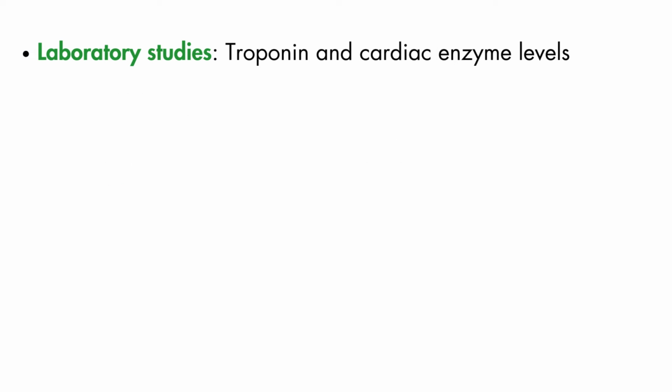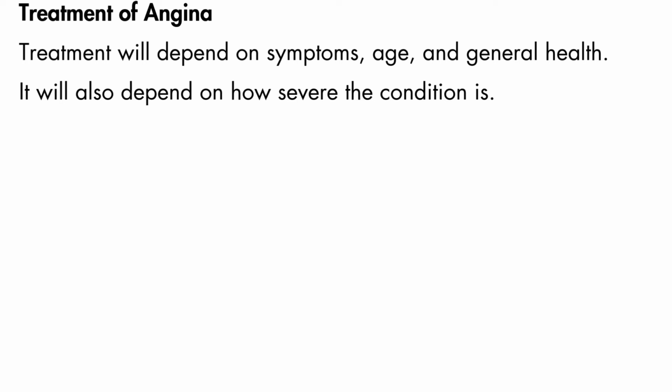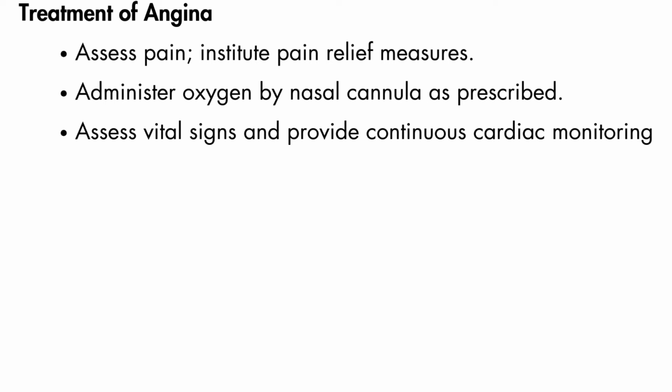Troponin and cardiac enzyme levels are normal in angina. How is angina pectoris treated? Treatment will depend on symptoms, age, and general health. It will also depend on how severe the condition is. Interventions include immediate management: assess pain, institute pain relief measures, administer oxygen by nasal cannula as prescribed, assess vital signs, and provide continuous cardiac monitoring.